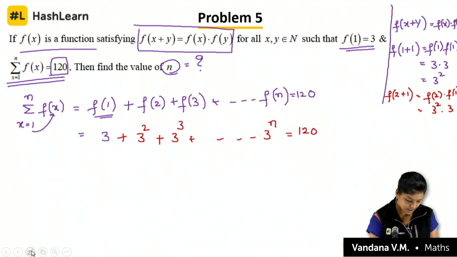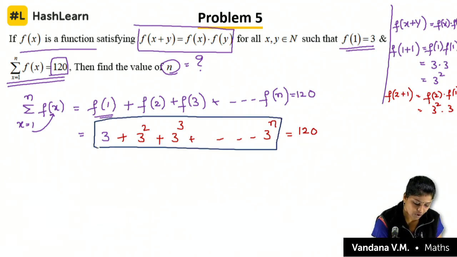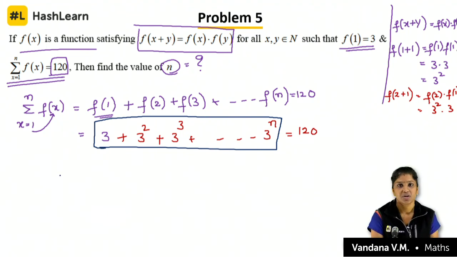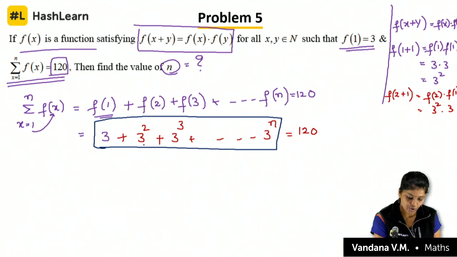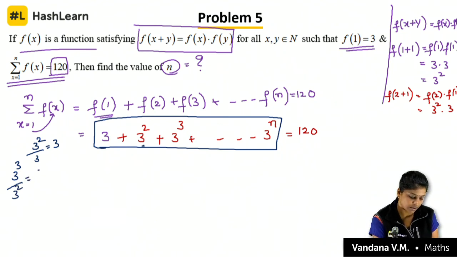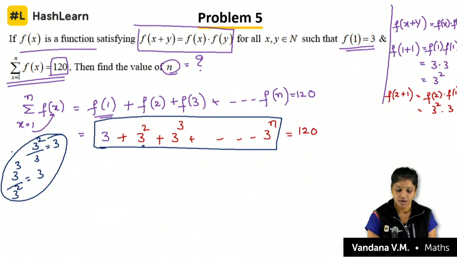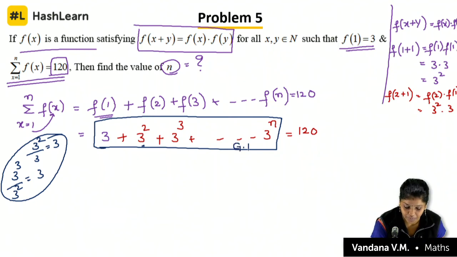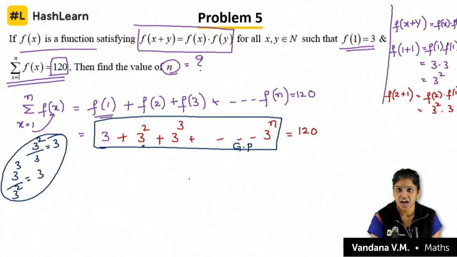Clear, children? Now you observe, is it following the arithmetic progression or the geometric progression, the common difference? Obviously, by seeing this itself, I understood it is in GP. If you want, you take the second term, 3 square by 3, yes 3. Third term by second term, 3 cube by 3 square, that is 3. Yes, common ratio is 3. So it is in geometric progression. They are asking us to find out the sum of n terms, isn't it?